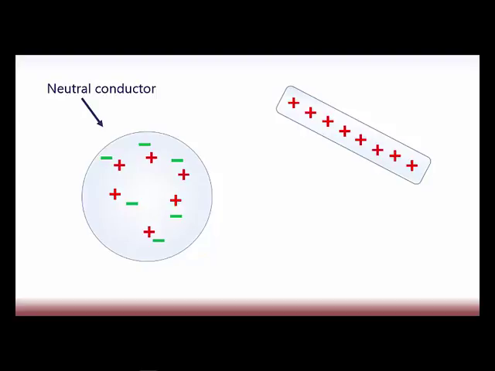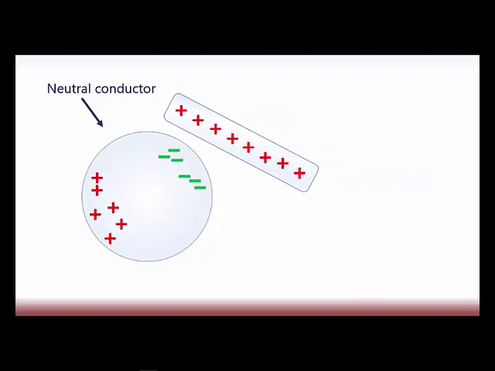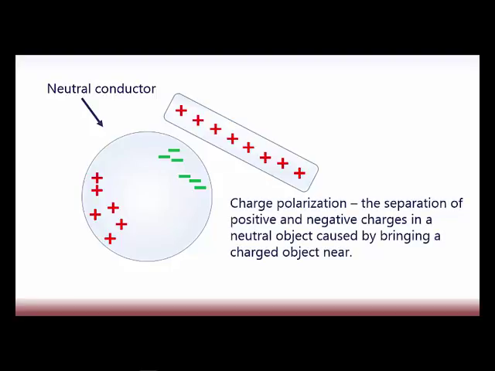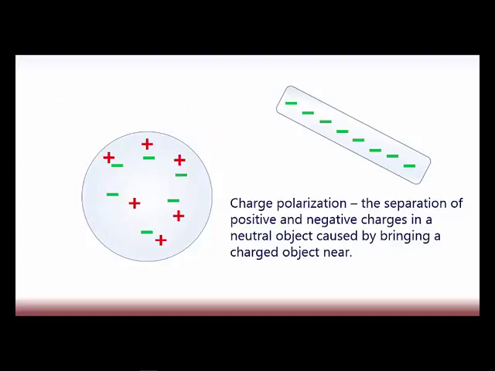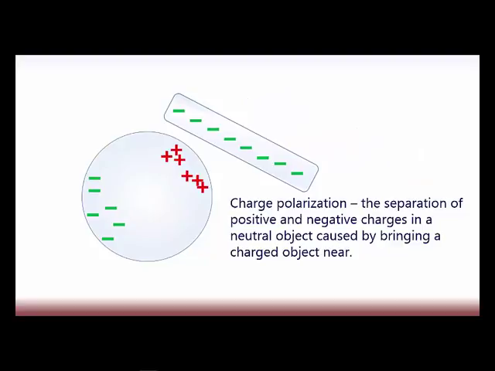We can create an electric force even without touching. Here I bring a positively charged rod close to a neutral conductor. When I do that, the positive charges in the rod attract the negative charges in the sphere and repel the positive charges. This is called charge polarization. It is the separation of positive and negative charges in a neutral object caused by bringing a charged object near it. Notice that the same thing happens in reverse if I bring a negatively charged rod close to the sphere. The positive charges are attracted and the negative charges are repelled.